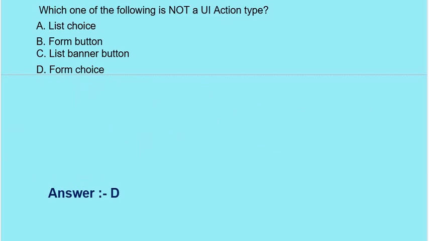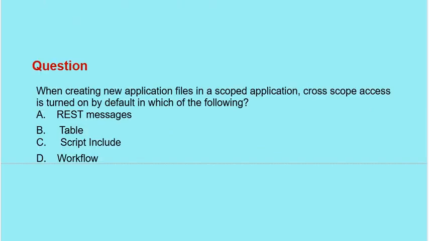Correct answer is option D. Question is when creating new application files in a scoped application, cross-scope access is turned on by default in which of the following? Option A, REST messages. Option B, table. Option C, script include. Option D, workflow.